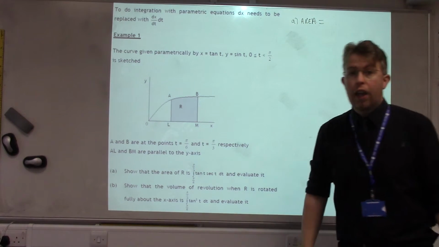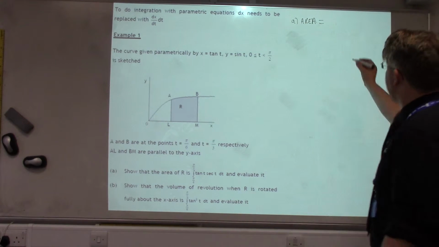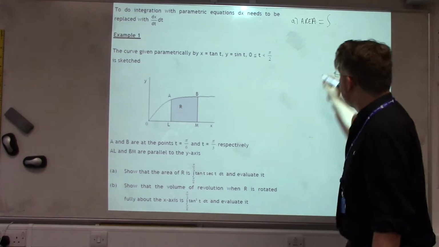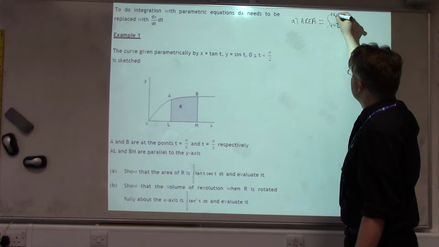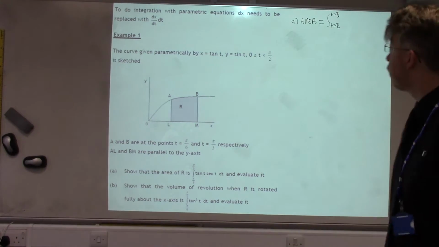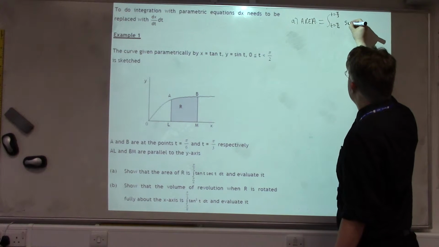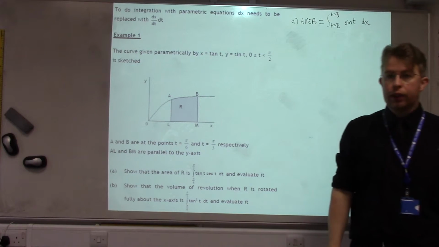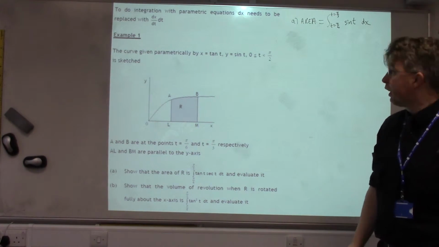Now to do the area under a curve, it's the area between the x values of y dx. Now we don't have the x values, we have t values instead. So because we're in terms of x, we would write t equals for the limit. So from t equals pi over 6 to t equals pi over 3 of y is equal to sine t dx.